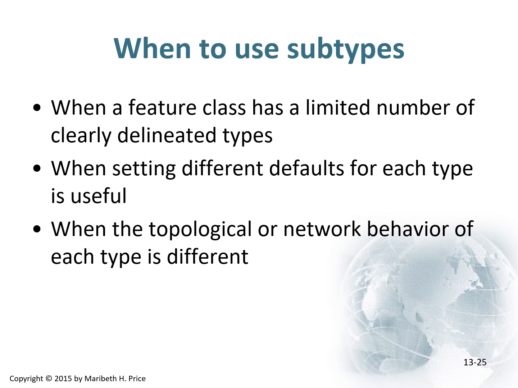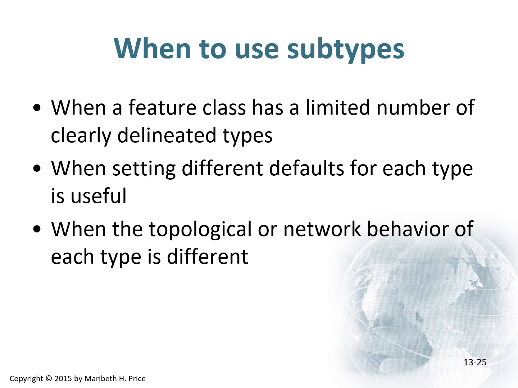When do we use subtypes? When a feature class has a limited number of clearly delineated types. In other words, when it will save you a lot of time. When setting different defaults for each type is useful. In other words, if all your different water pipes were all 6-inch copper, what's the point? Set one default, 6-inch copper for everything, and just go.